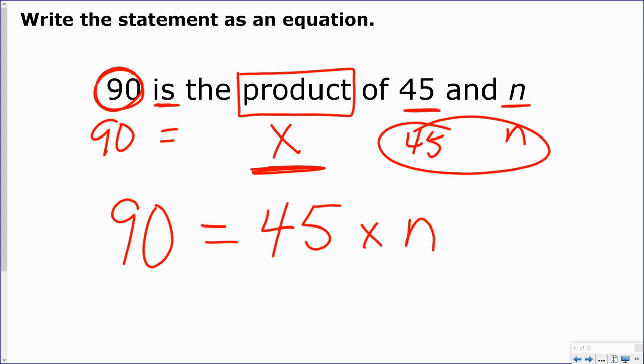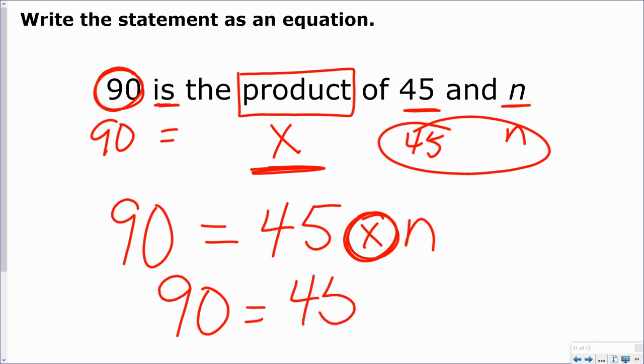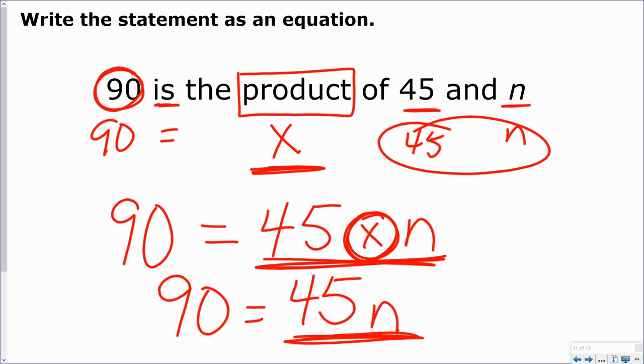The problem here, though, is that this multiplication sign looks like an x, which could be another variable. And so what I would do is I would write this as 90 equals 45n. This right here is the same thing as this right here. We just don't have the multiplication sign to confuse with a variable x.